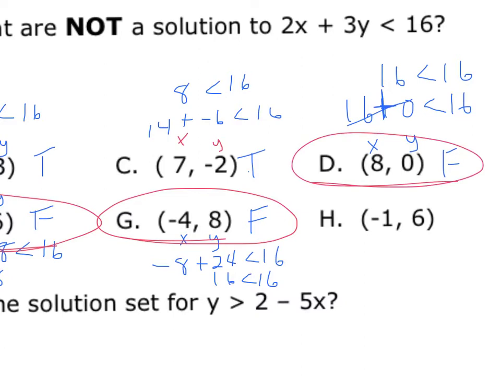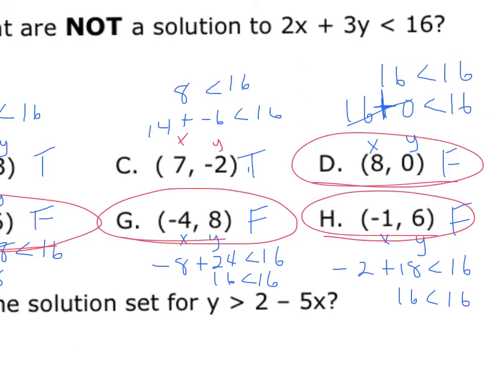So that ordered pair is not a solution. And then we would check H. So substitute in for X and Y. 2 times this negative 1 is negative 2, and 3 times 6 is 18, so plus 18. Negative 2 plus 18 is 16, and 16 is not less than 16, so that is also false. And we will circle that as not being a solution. Okay.